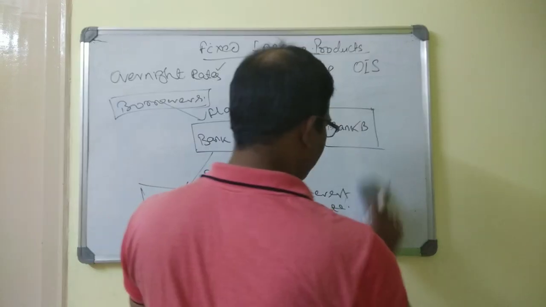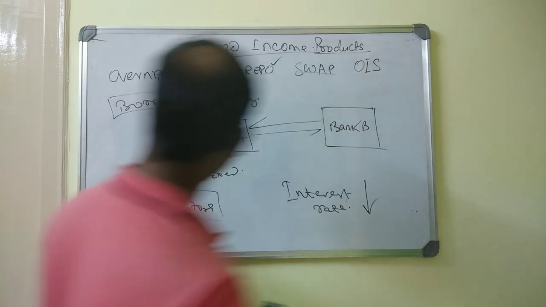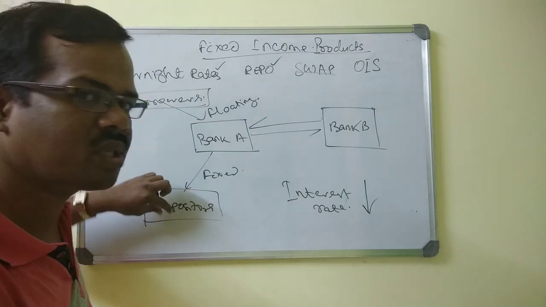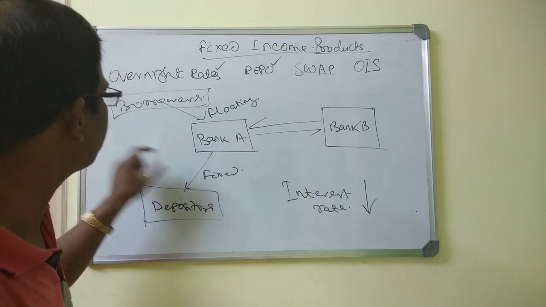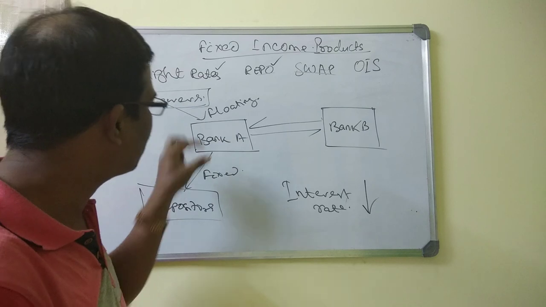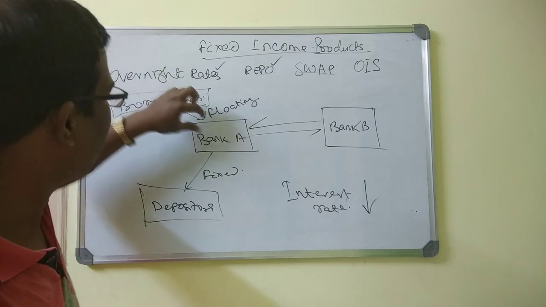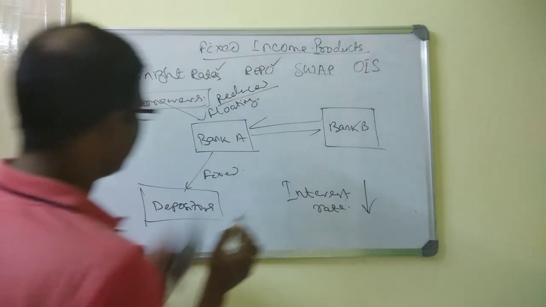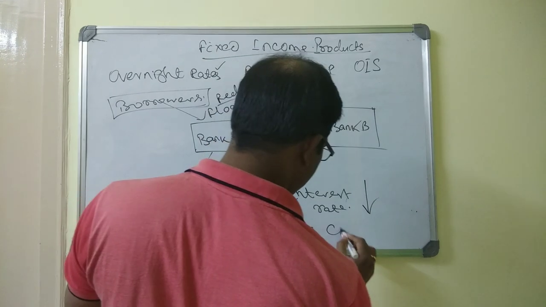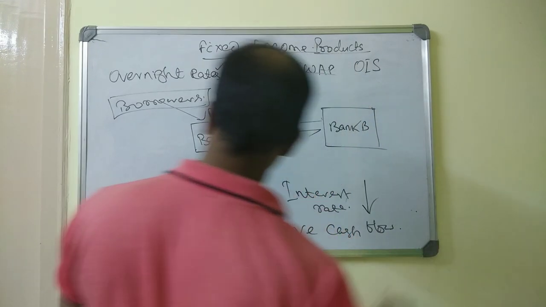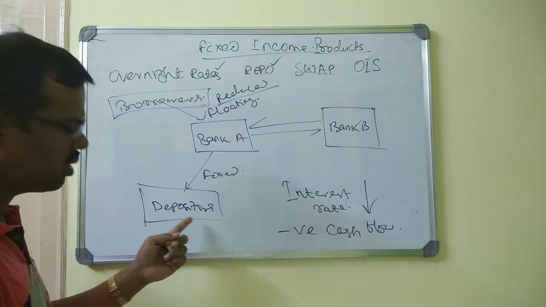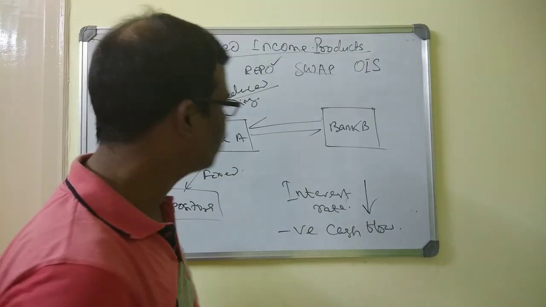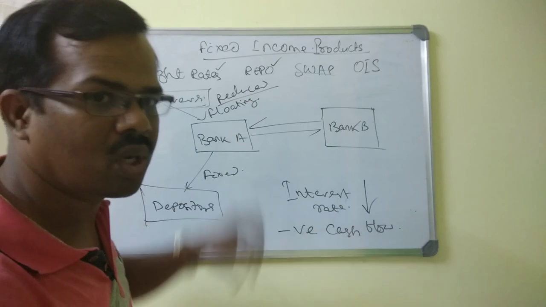But what will happen if the interest rate goes down? The moment interest rate goes down, bank A is anyway continuing to pay the depositors at the fixed rate of interest, so this amount is fixed. But what happens to the borrowers paying to bank A? That will slowly get reduced. So for bank A, it becomes a negative cash flow kind of situation. Whatever interest it is paying to the depositors is not compensated by the borrowers paying interest on their loans.